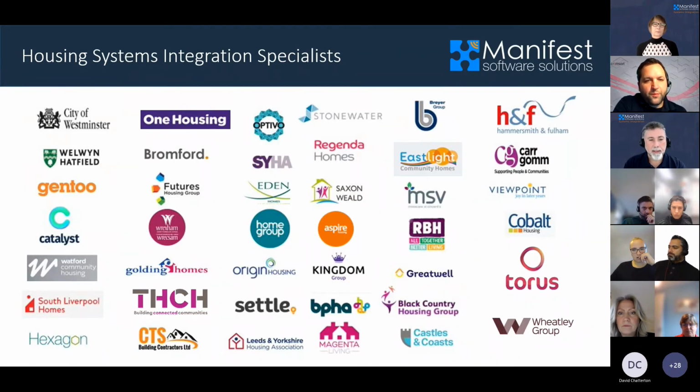So people like Breyer, people like that, CTS in Northern Ireland, who provide services to the Northern Ireland Housing Executive, Clanmill, people like that. So there's a lot more people we integrate with than there is on that list. Those are the main customers where we're providing multiple integrations. So, you know, there'll be people on there which are contractor integrations. There'll be people that are integrating with DWP, people that are integrating with DRS scheduling, people who are integrating with third-party systems, Paypoint, Mobisoft, people like that. And we integrate with all of those.